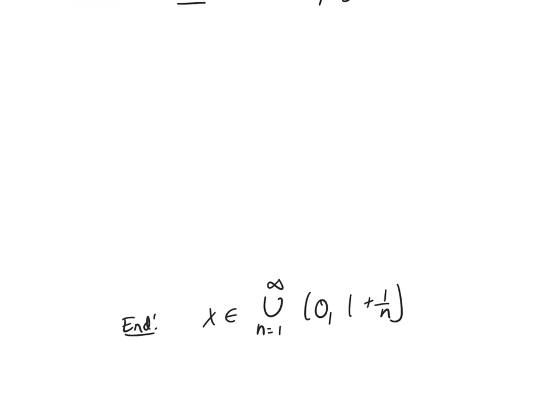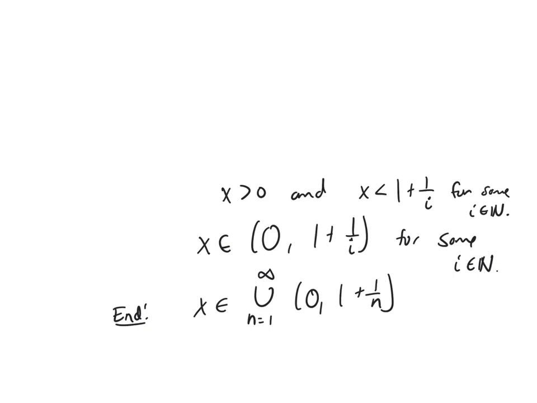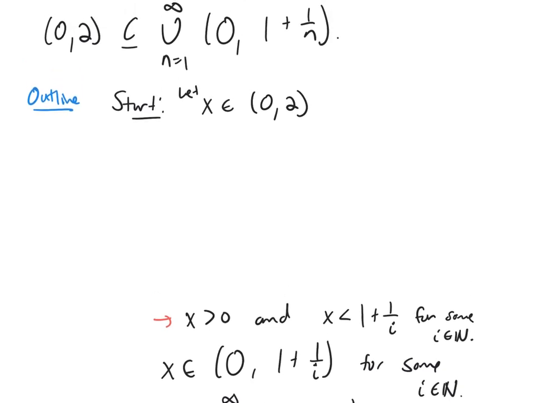So again, to be in that union, it means that the element x has to be in one of those sets. So it has to be in [0, 1 + 1/I] for some I in the natural numbers. And so I know that x has to be bigger than 0 and x has to be less than 1 + 1/I for some I in the natural numbers. So we're going to try to go back to our start and work our way down to this.